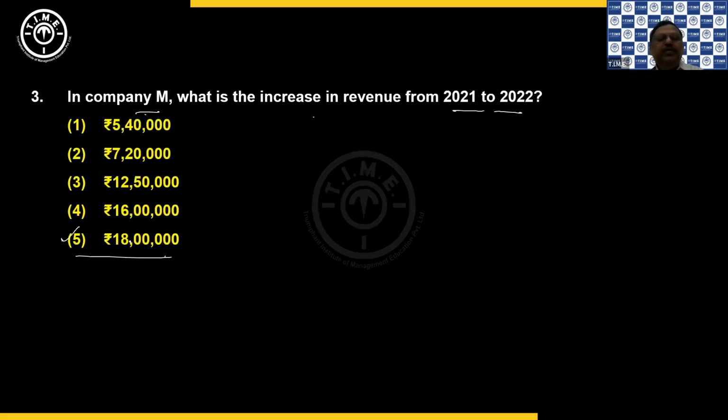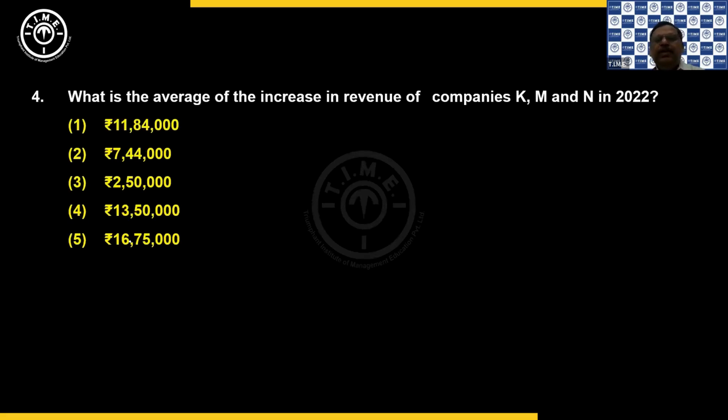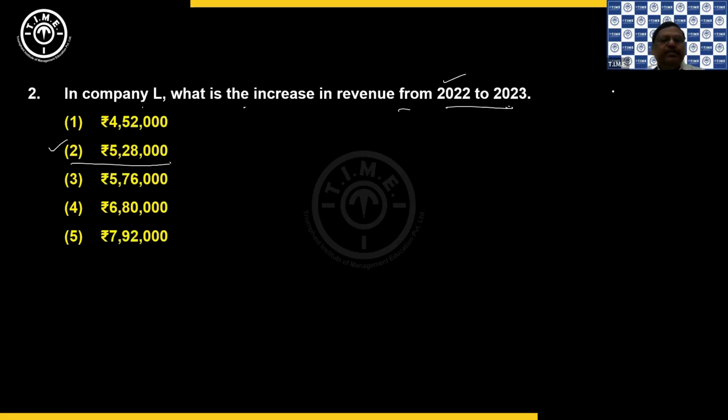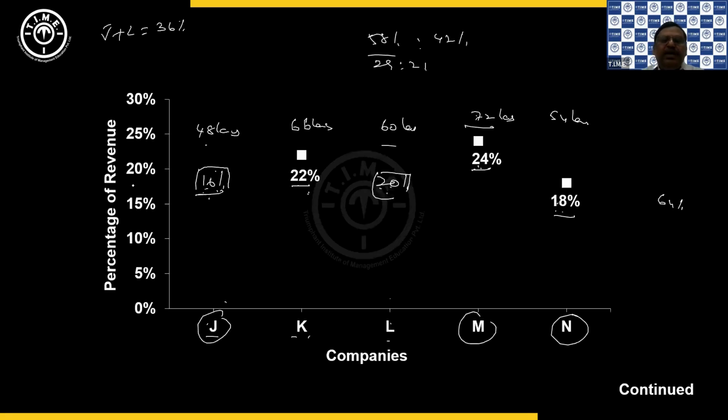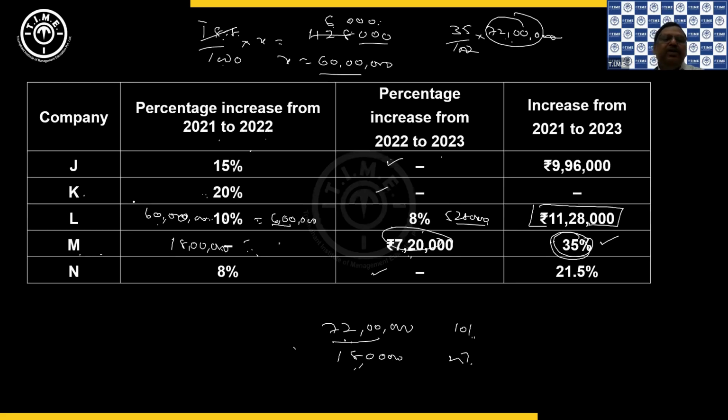Right? So let's go to the next one. What is the average increase in the revenue of companies K, M, N in 2022? K, M, N increase I want, average of increase in 22. Let's see. See, you just said now, M, what is the increase? You already said just now, 18 lakhs. K, 20% of, what is K? It is 66 lakhs. 66 lakhs, what is 20%, please? 20% of 66 lakhs will be 13 lakhs 20,000.